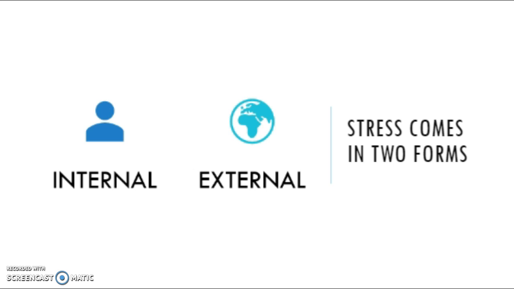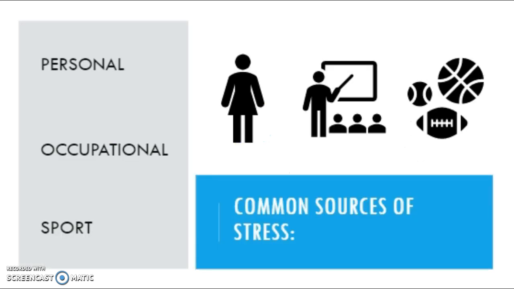Therefore, they perform at a decreased level. Stress can come in three forms: personal stress, occupational stress, and sport stress. Personal stress could be something like divorce, loss of a family member, or even just a period of moving house. Let's apply this to a sporting situation.